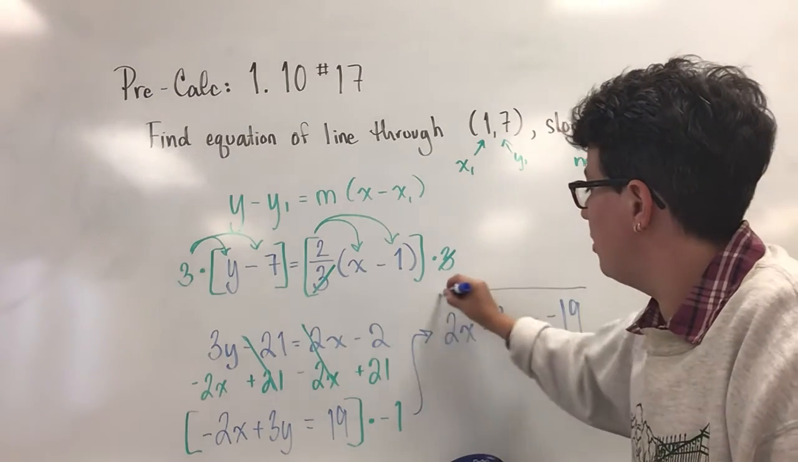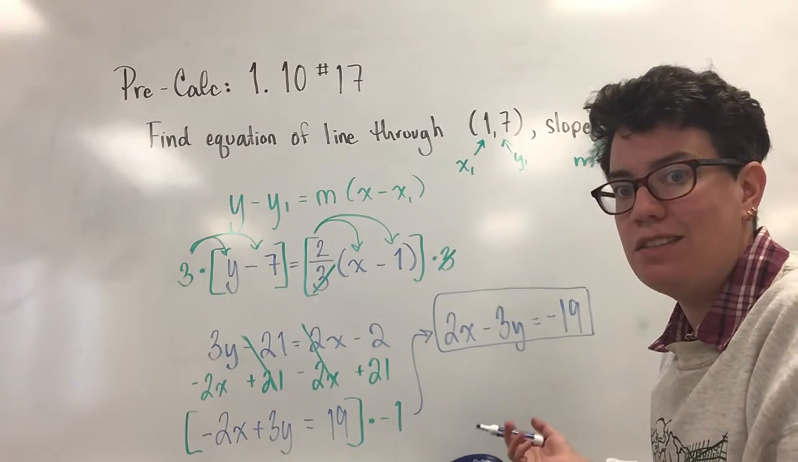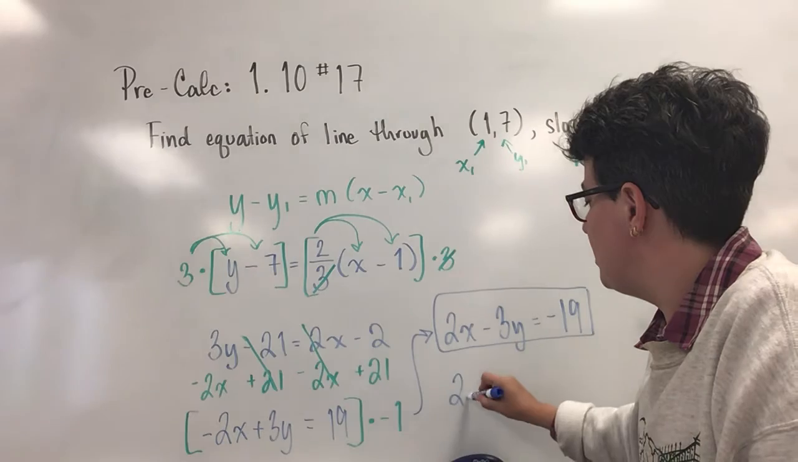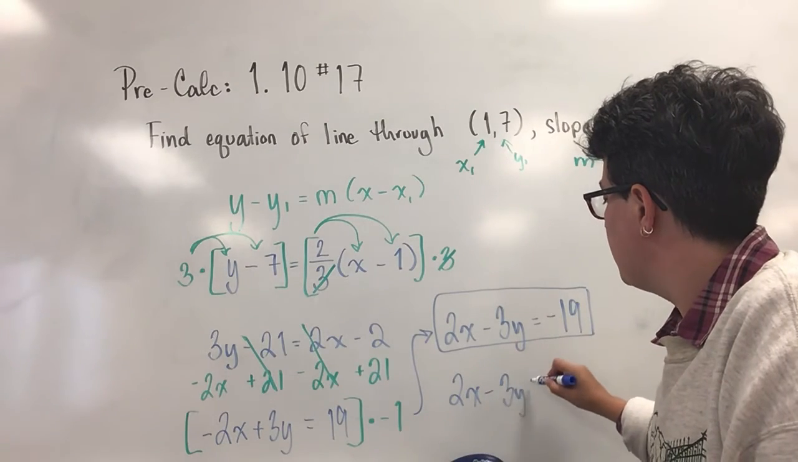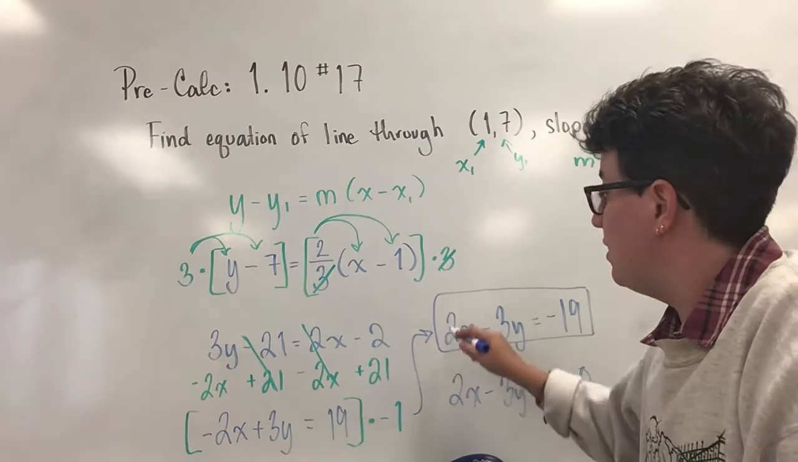Now this is what I would call full standard form. The book just has the 19 added over. It's set equal to 0, so it's pretty easy to check. Plus 19 on both sides, and that's what your book has.